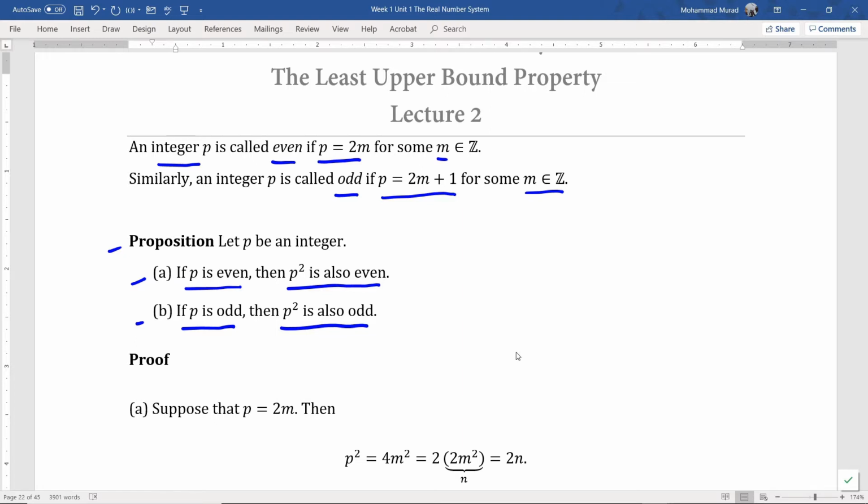Suppose p is an even integer, p equals 2m for some integer m. Then p squared is given by 4m squared, which can be written as 2 times 2m squared, or 2 times n, where n is 2m squared. So it shows that p squared is also an even integer.